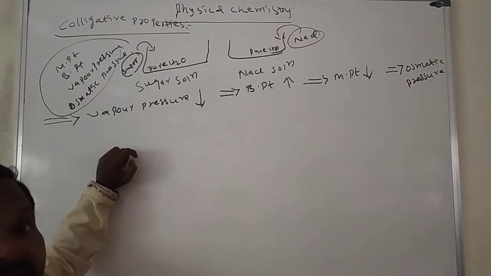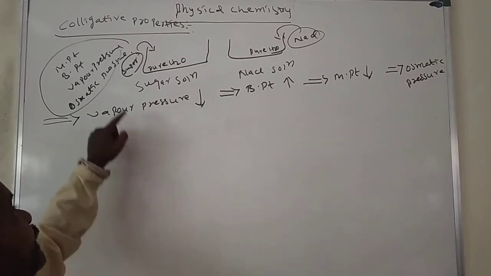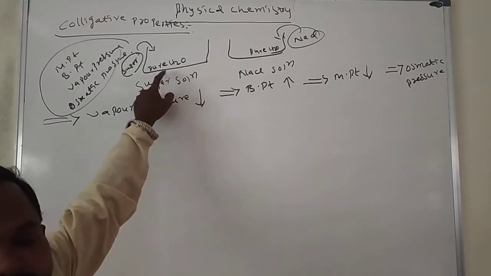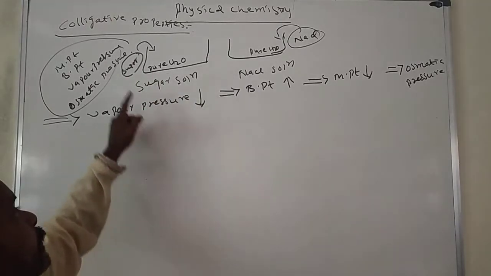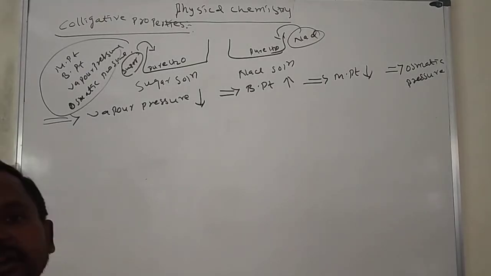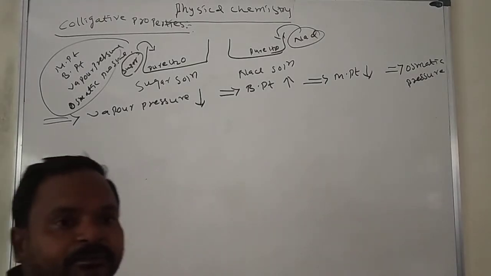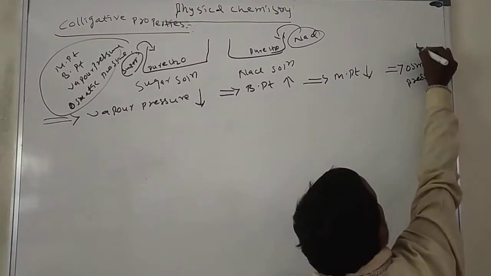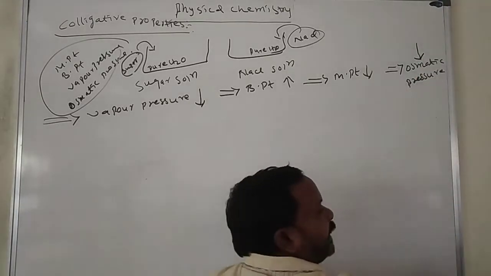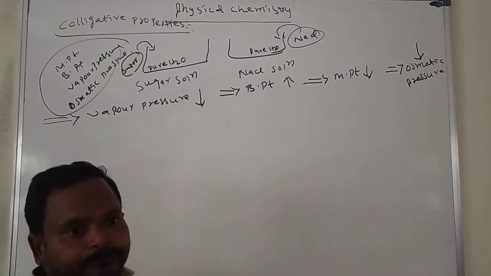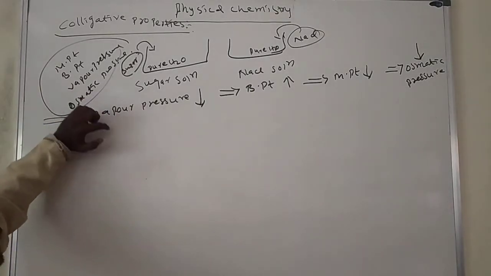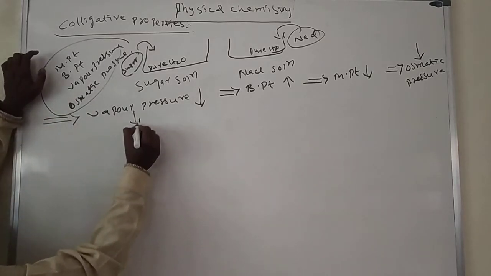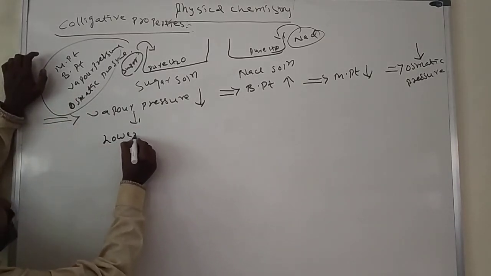Some osmotic pressure generates. Before addition of sugar, there is no osmotic pressure in pure water. After the addition of sugar, the solution shows some osmotic pressure. That's why this osmotic pressure is called a colligative property. And here, when we add sugar to this one, vapor pressure decreases. This we call lowering of vapor pressure.